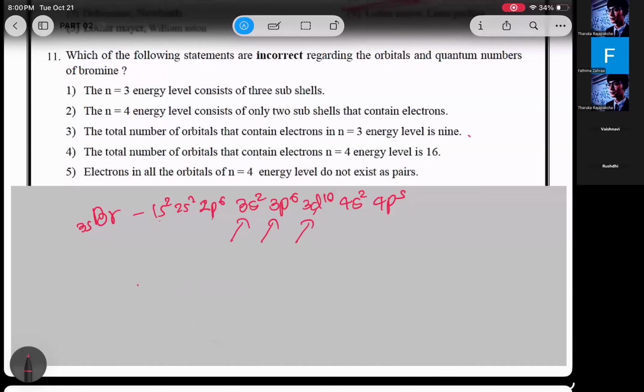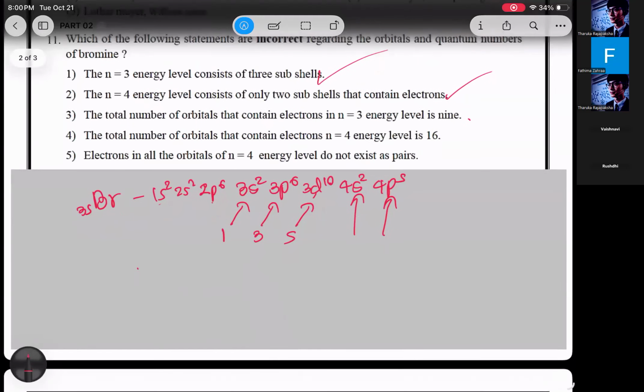Then the next one: n equals 4 energy level consists of 2 subshells that contain electrons. That is also correct. You can see only 2 subshells contain electrons, right? The total number of orbitals that contain electrons in n equals 3 energy level is 9. So here 1 orbital, here 3 orbitals, here 5 orbitals. Altogether 10 orbitals. Sorry, 9 orbitals. That is also correct.